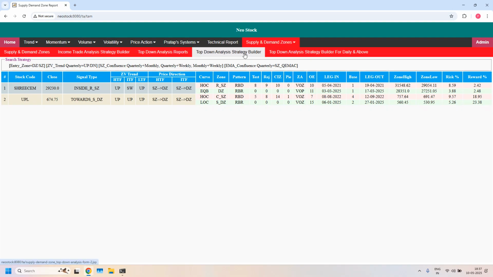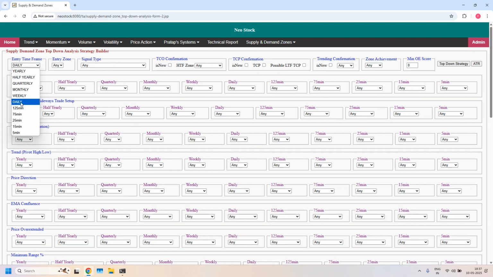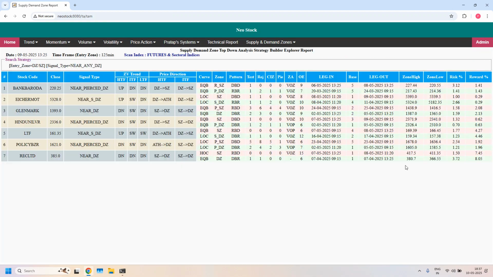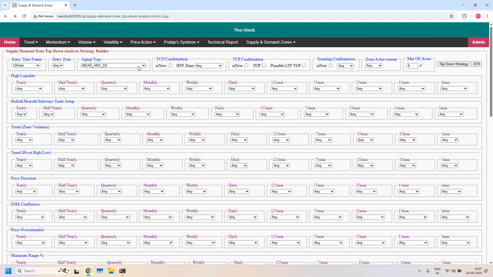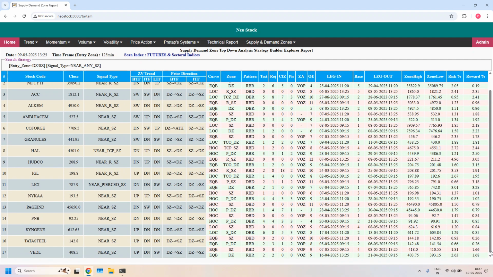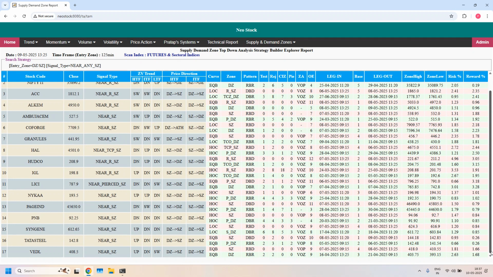Next 125 minutes time frame. Let us find the stocks near to the 125 minutes demand zone. Next, stocks near to the 125 minutes supply zone. First 15 stocks in the list. Scrolling the list down. So total 17 stocks are filtered.